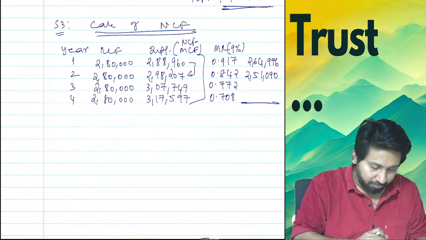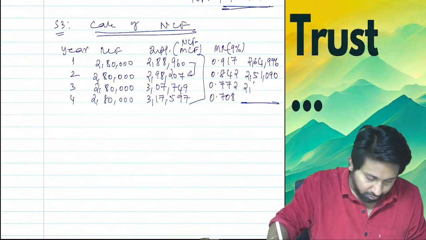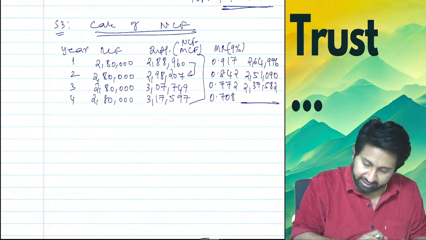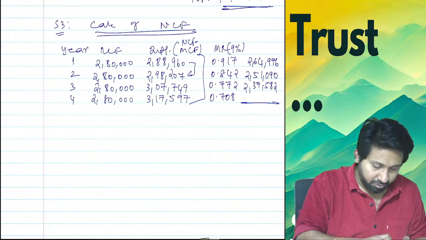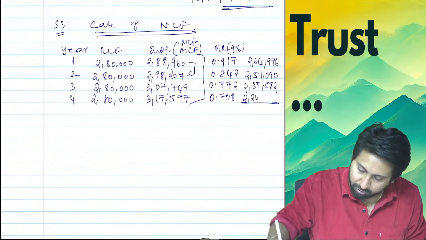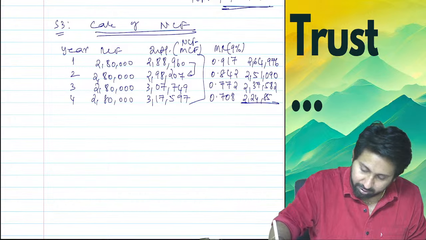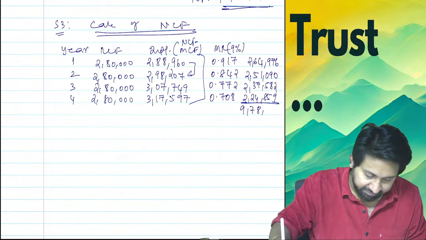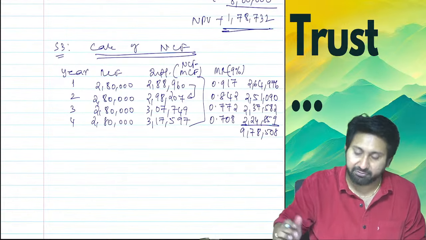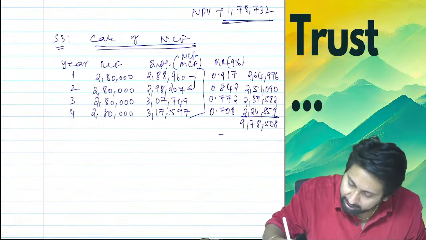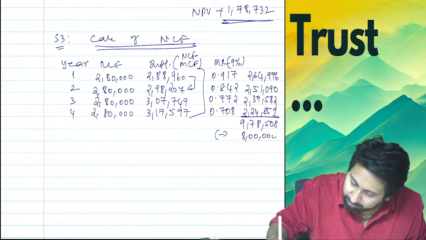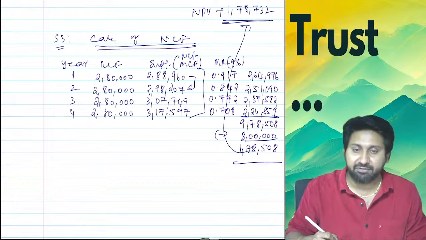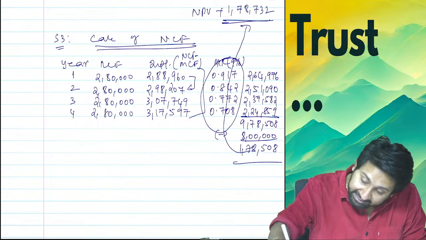307,749 into 0.772: 237,582. 317,597 into 0.708: 224,859, the money cash flows discounted. The total is 978,508. Small difference. Minus 8,00,000 gives 178,508, against 178,732. The small difference is because of these decimals only.